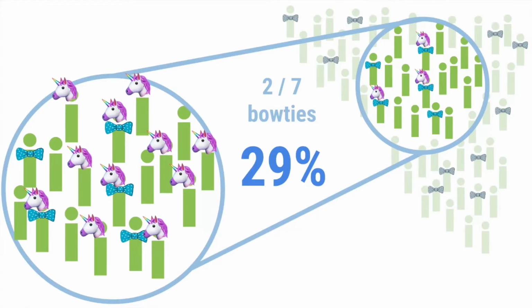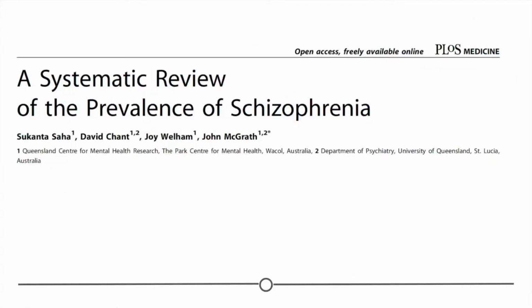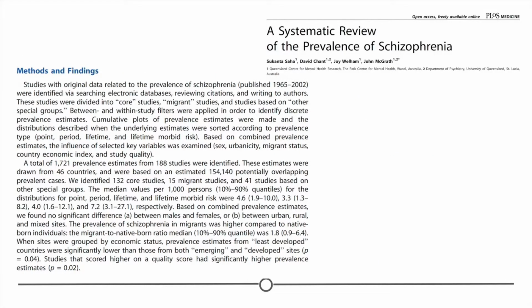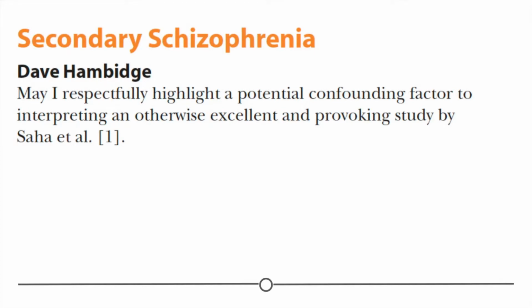Let's look at a real example from the literature. Here's a systematic review of the prevalence of schizophrenia. You can find the full text of this article in PLOS Medicine. The study sought to quantify the prevalence of schizophrenia by combining data from studies published from 1965 to 2002. The problem? Some of these studies that were included in the analyses may have suffered from measurement error.